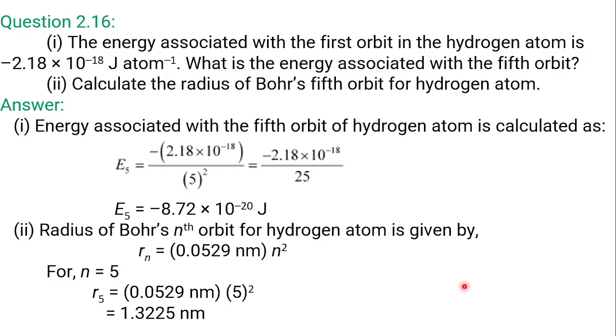The energy associated with the first Bohr orbit in the hydrogen atom is minus 2.18 into 10 to the power minus 18 joule per atom. What is the energy associated with the fifth orbit, and calculate the radius of the Bohr's fifth orbit of hydrogen atom.